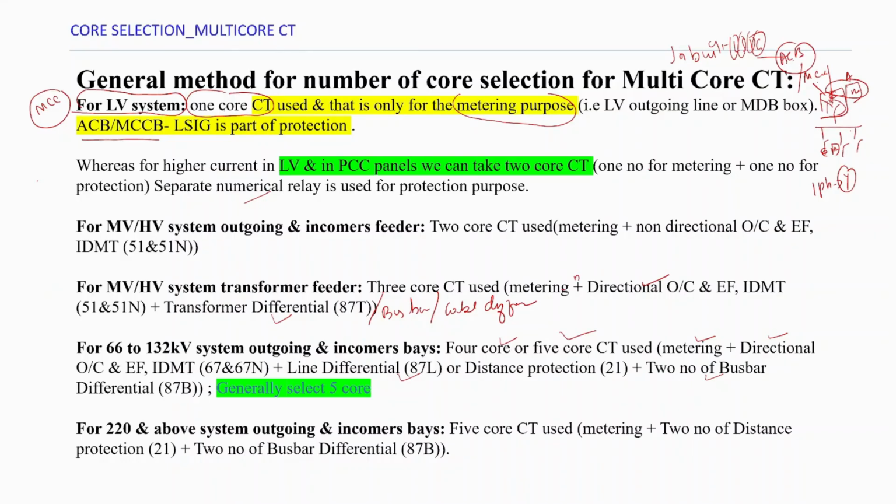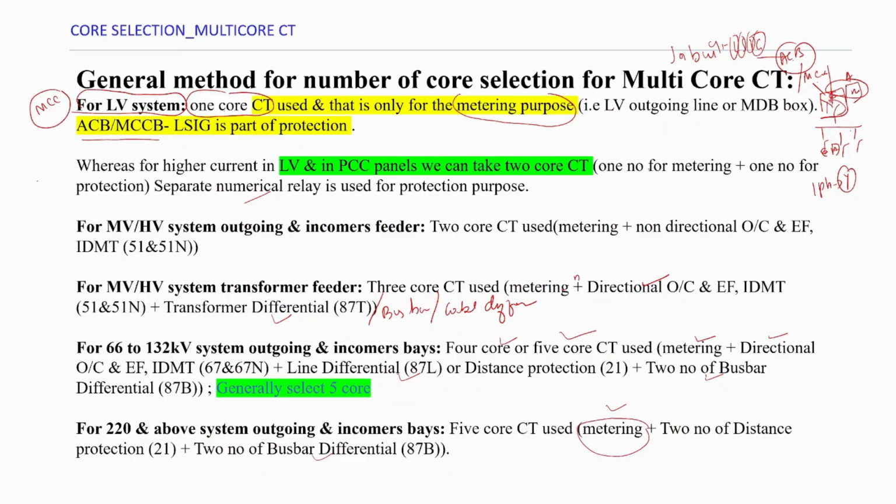Yes, please. Why are we using two for the bus bar differential and two for the distance protection, say for one feeder? I guess this is for one feeder, for example a 220 kV feeder, one bay. Each bay or feeder will have 5 cores: one used for metering, two for distance, and two for bus bar differential. What is the purpose of using two for distance protection? For bus bar differential, one is check and another is normal bus bar differential.